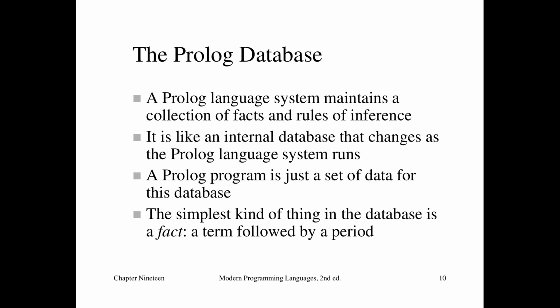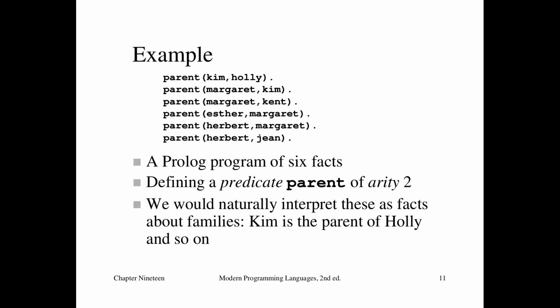And so the simplest thing that comes in the database is what we call a fact. It's literally just some term followed by a period. An example of these would be the 6 parent relationships that we see here. And so each fact, this is typically what facts look like.